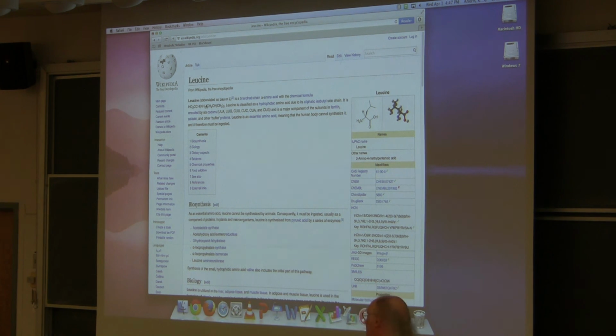Every amino acid has a hydrogen attached to the alpha carbon. And every amino acid has an R group attached to the alpha carbon.